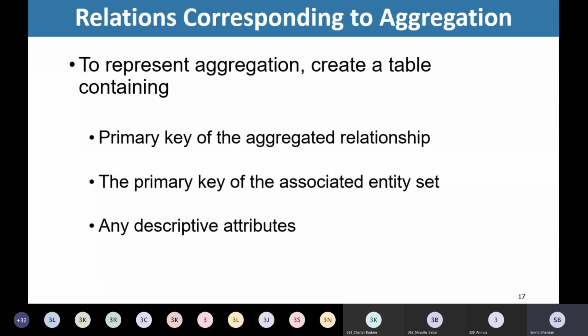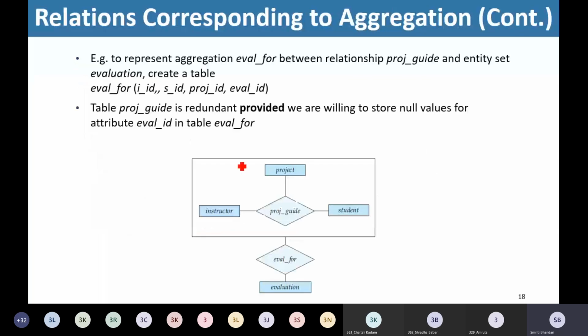Let us talk about aggregation. How to represent aggregation in the form of tables. If we want to represent aggregation, we are going to create a table that contains the primary key of the aggregated relationship, the primary key of the associated entity set, and any descriptive attributes, if any. What we are going to store in our table in case of aggregation.